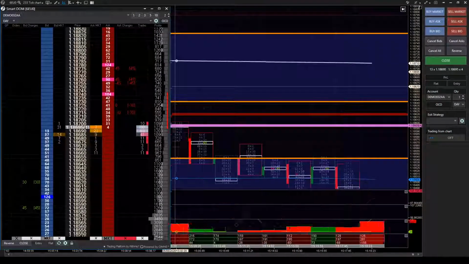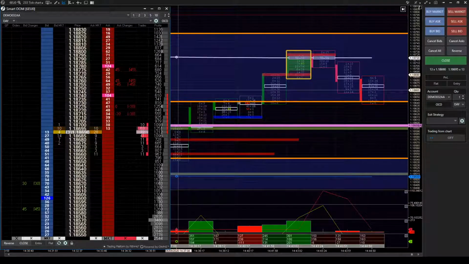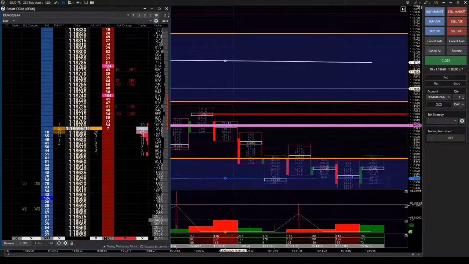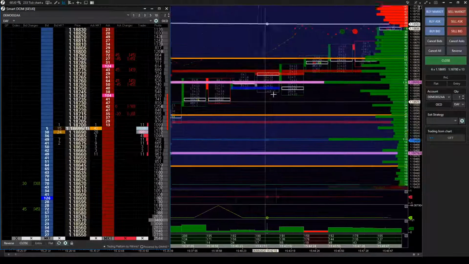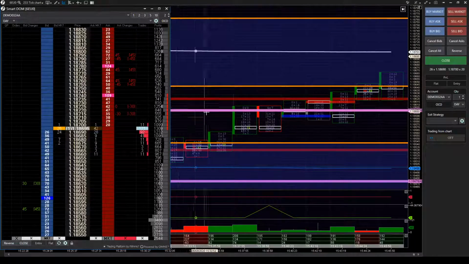So our analysis was correct, because we found out that this line we placed earlier, let me change to candle.